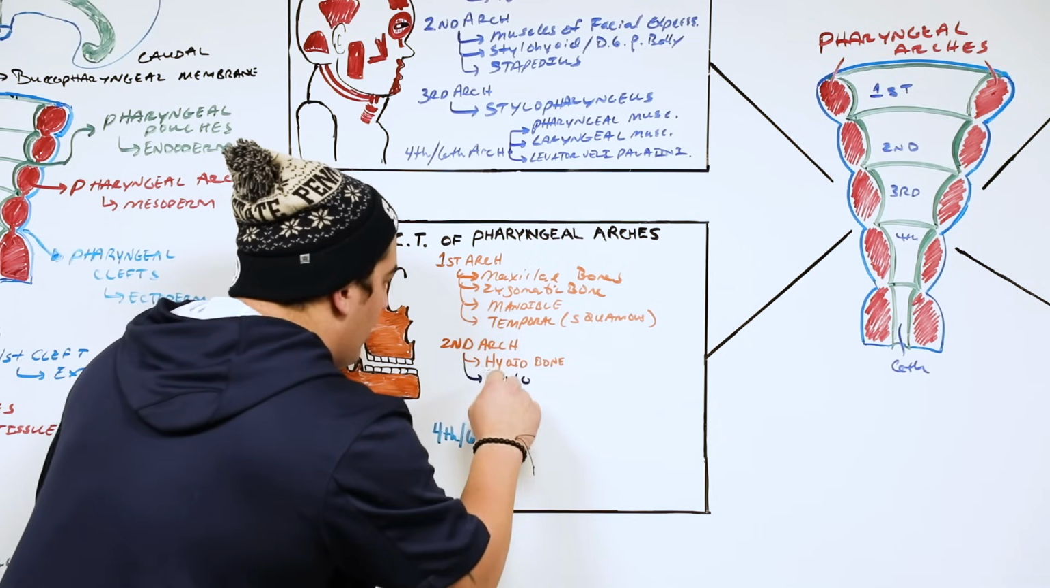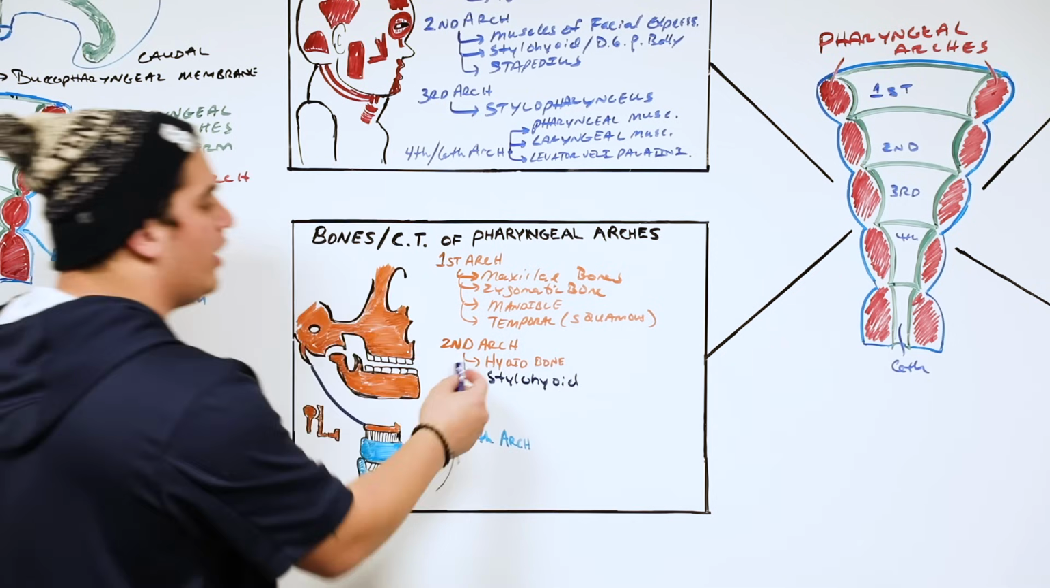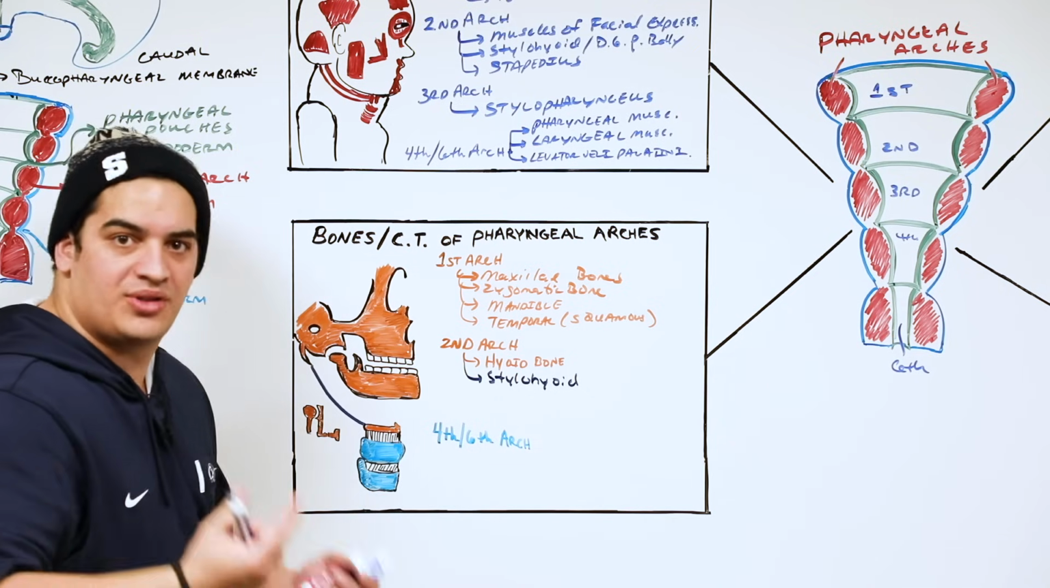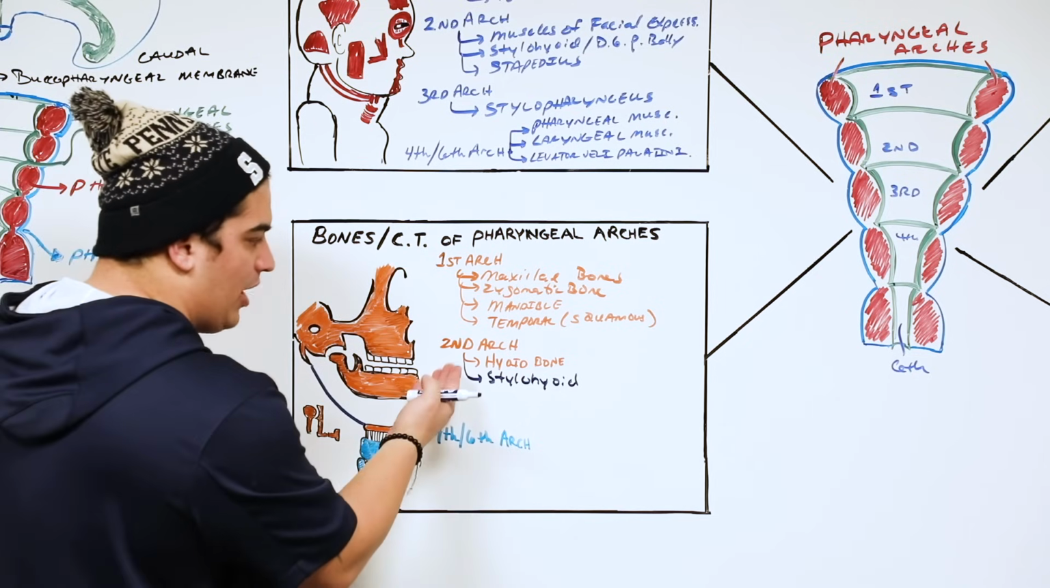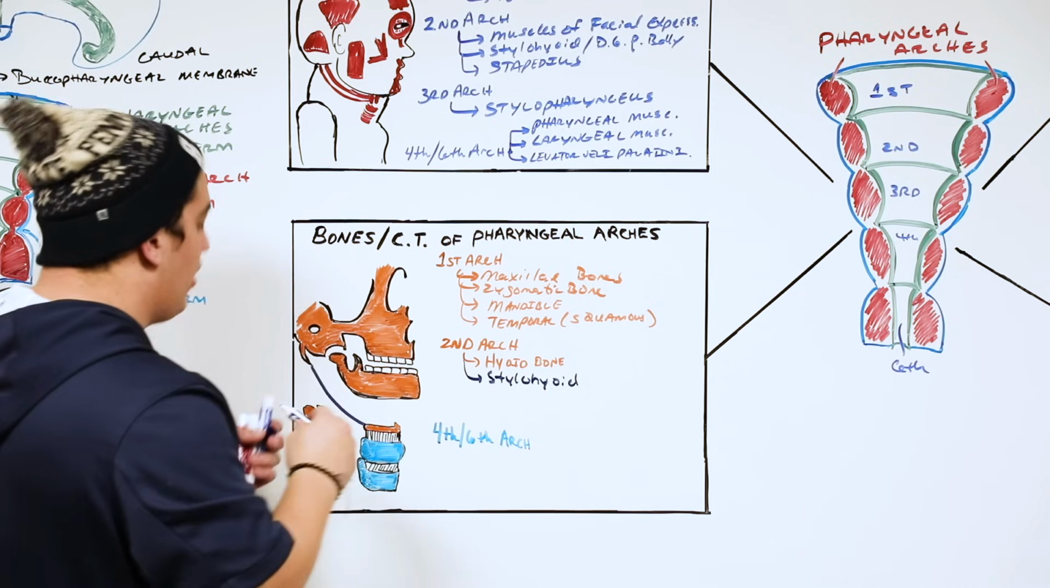Now, there are also textbooks that say that the hyoid bone not only comes from the second arch, but a little bit of it comes from the third arch. For simplicity's sake, we're going to say that most of it is coming from the second arch, but if you really want to remember, some of it is also said to come from the third arch.